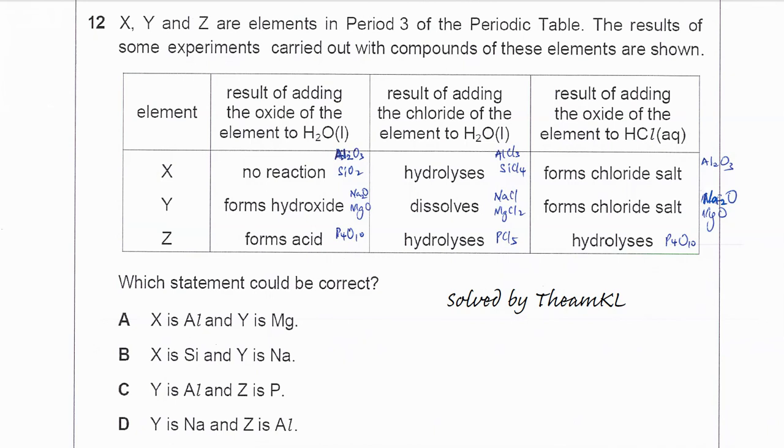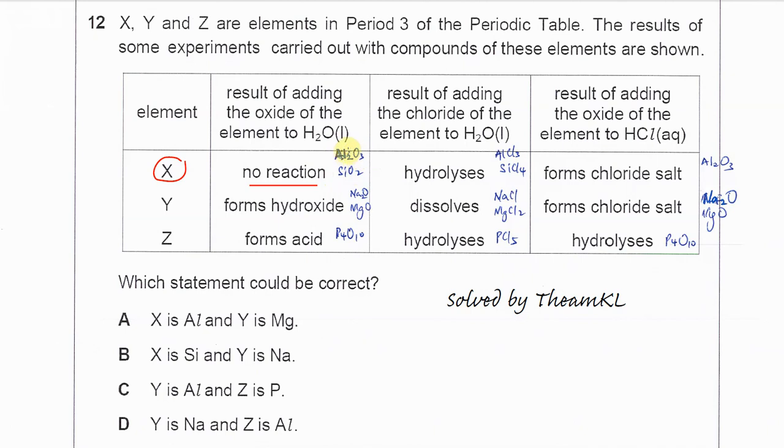Okay, let's look at the reactions of the XYZ with water and the acid. So we start with X first. Oxide X, when it's dissolved in water, no reaction. So we know that it can be either aluminum oxide or silicon dioxide. These two oxides will not really dissolve in water or react.